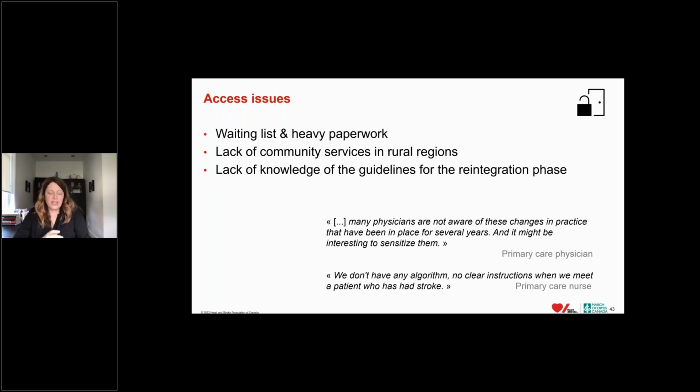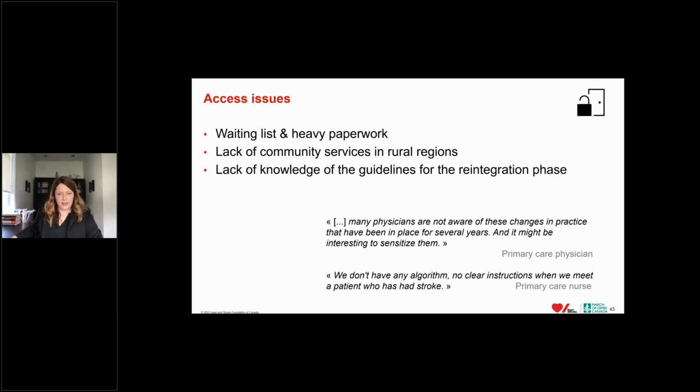We observed an important misunderstanding of the services offered and the responsibilities among primary care providers and community services. Some said that they were rather unsettled about good practices in terms of community reintegration, whereas they felt relatively comfortable with the guidelines for secondary prevention. As one primary care nurse said, we don't have any algorithm, no clear instructions when we meet a patient who has had a stroke. So it's very important to consider not only the primary care physician nowadays, but to really think about the primary care team that could be there to support people in accessing or providing care.